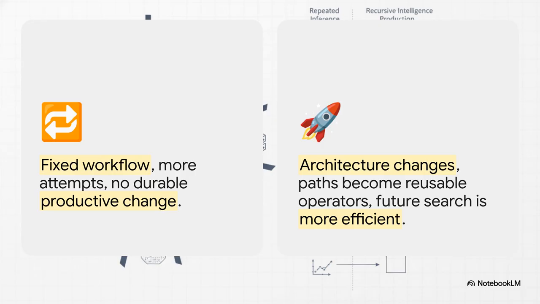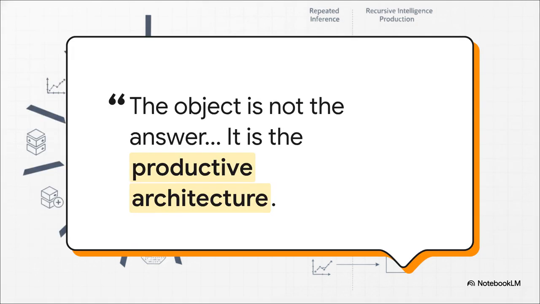It means a fixed architecture performs more reasoning or search, but it leaves behind no durable productive change in the system's underlying state. Conversely, recursive intelligence production means that each cycle actively changes the structures that generate future reasoning. When an architecture changes structurally, successful reasoning trajectories are abstracted into reusable cognitive operators. Consequently, future search over a similar mathematical or logical domain becomes structurally more efficient. This brings us to a foundational concept. Recursion begins precisely when reasoning changes the machinery that produces future reasoning.